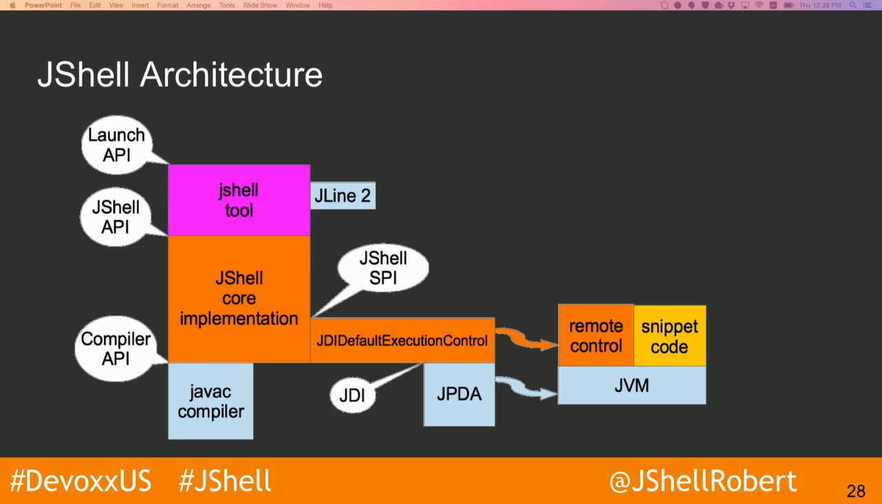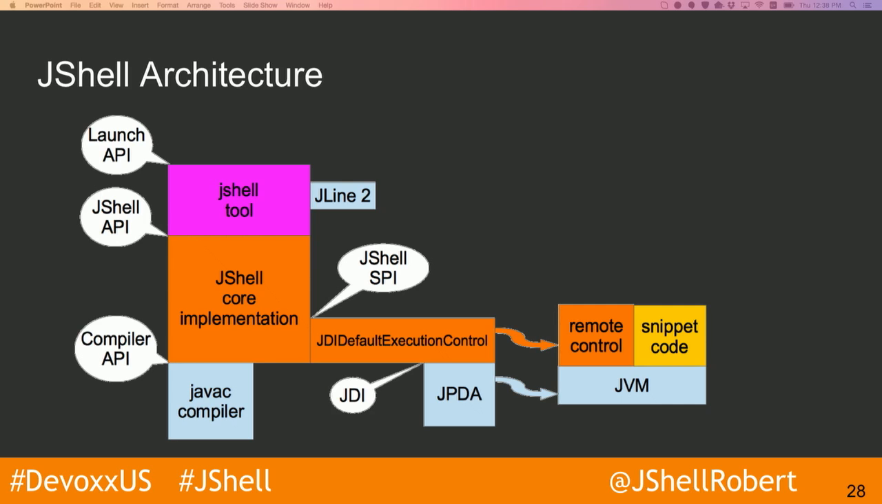To control that, we use the Java Platform Debugger Architecture through the Java Debug Interface and some of our own control mechanisms. But that's actually just one way to do execution. We have the JShell Service Provider Interface, which allows you to choose what execution engine you want to use. Most people wouldn't be interested in that, but for specific applications, for IDEs and so forth, you can plug in the execution engine you want.